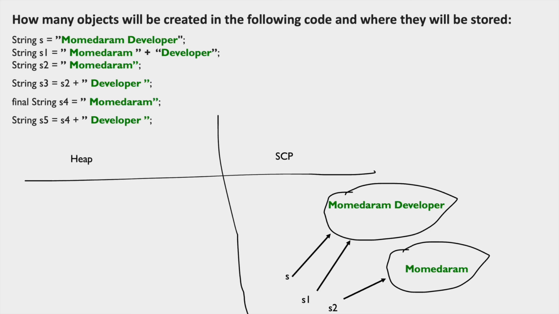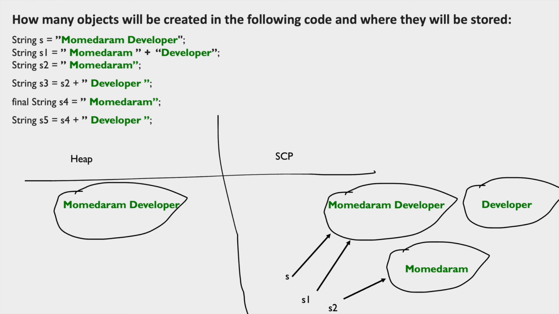In this case, developer is a literal, it is not available in the string constant pool, so it will be created in the string constant pool and it is not pointed to by any reference externally. Internally the JVM will take care of that. Now s2 plus developer, meaning Momedaram developer, is the runtime operation object, so it is created in the heap area and it will be pointed to by s3.